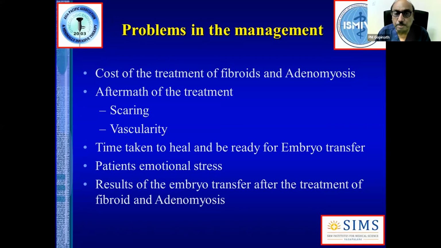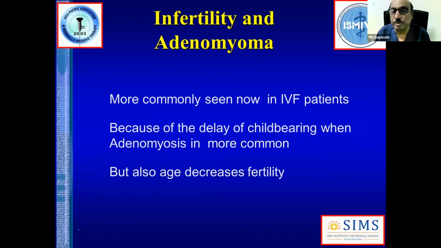But now coming to the problems in the management: one is the cost of the treatment of fibroids and adenomyosis, and there are some aftermaths of the treatment, scarring and poor vascularity, the time taken to heal and be ready for the embryo transfer, the patient's emotional stress, and the results of the embryo transfer after the treatment of a fibroid and adenomyosis. All these are the problems.